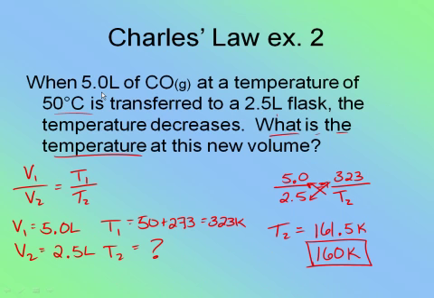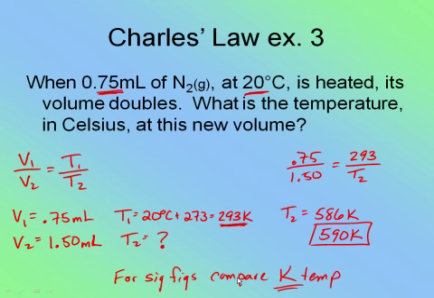I did the same thing in the previous problem too. Notice this only has one significant figure, but my volume had two significant figures. But I don't look at the sig figs here, I look at the sig figs in the kelvins. The kelvins here have three significant figures, 3, 2, 3, but 2.5 and 5.0 are only two significant figures. That's why my answer must come out in two significant figures. So again, when you're doing sig figs, you're going to compare the Kelvin temperature versus the volume or pressure or whatever it happens to be. And those are Charles' law examples.